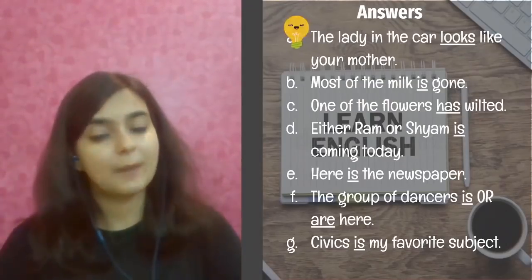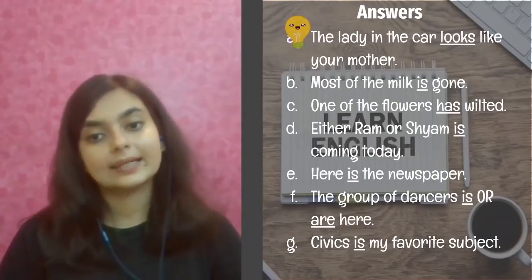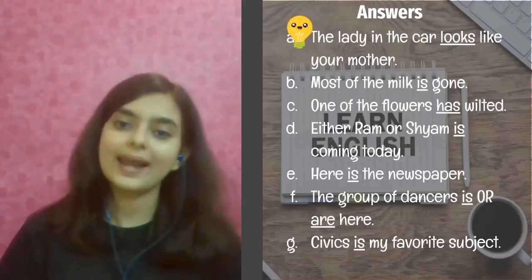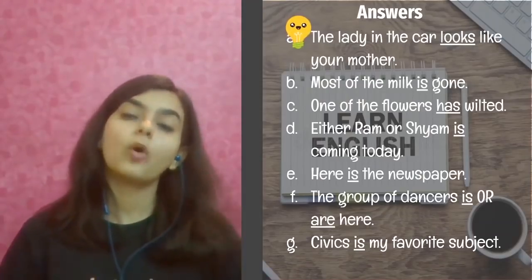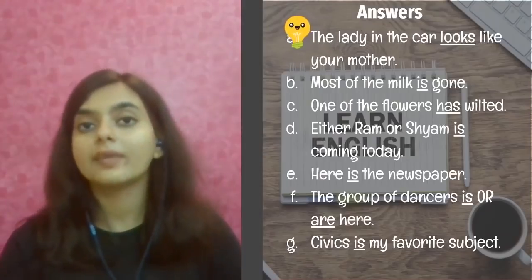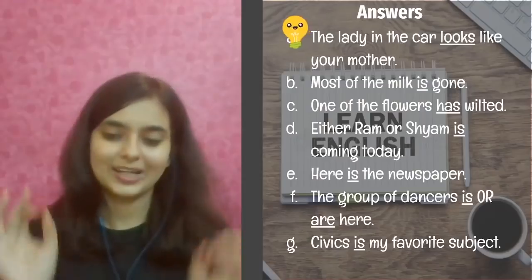Here is the newspaper. The group of dancers is, it can be is as well or are as well, because we have learned that collective nouns, they can be both is or are depending on the context, right? Civics is my favorite subject.